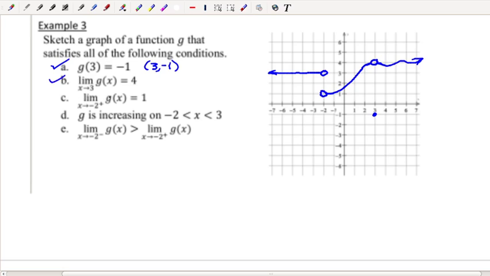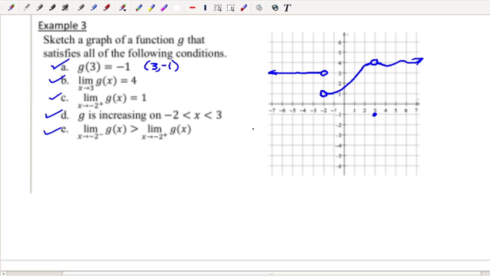The limit of g of x as x approaches -2 from the right side is 1. So coming from the right side is 1. Yep, check, got that. g is increasing on -2 to 3, increasing all the way. Yep, got that, check. And the limit of g of x as x approaches -2 from the left side, take your left hand and go towards the right, is greater than the limit as we approach from the right side. Check, got that too.